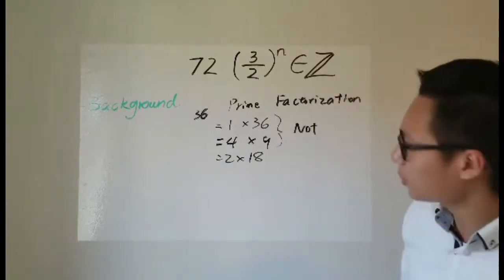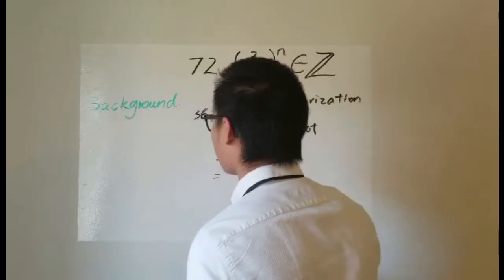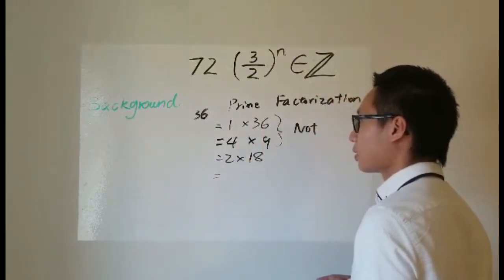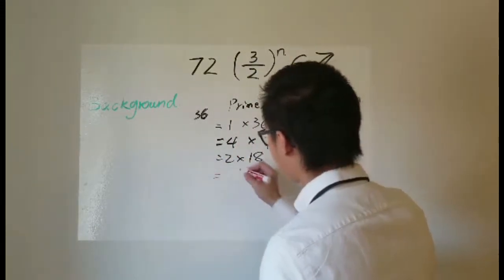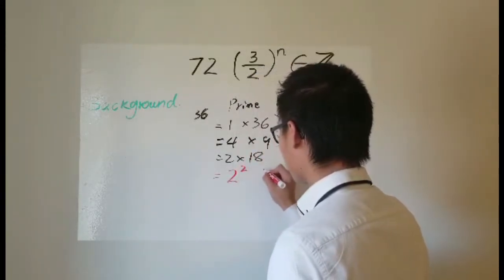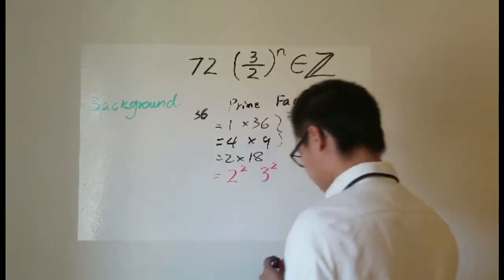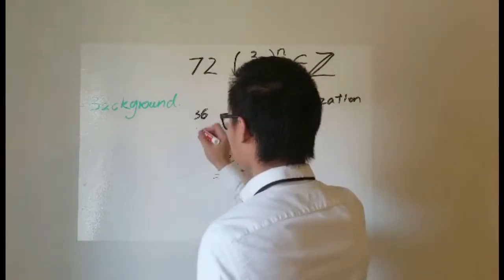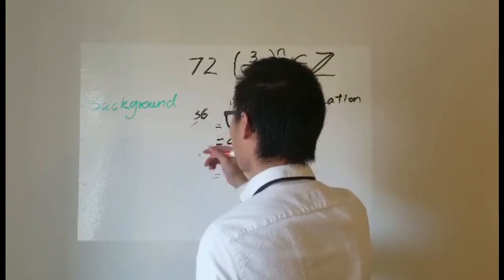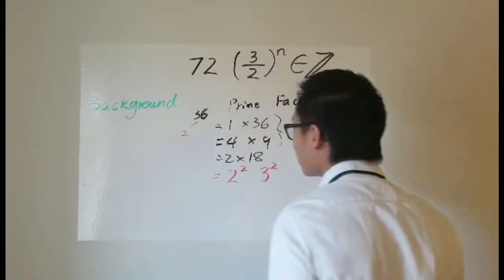Well, what is the prime factorization of 36 then? According to the fundamental theorem of arithmetic, there is only one unique prime factorization of 36, which is 2 to the power of 2 times 3 to the power of 2. How do we get this? Well, let's take 36 and start dividing it by prime numbers. The first prime number that I can think of is probably 2. It's the smallest prime number, right?